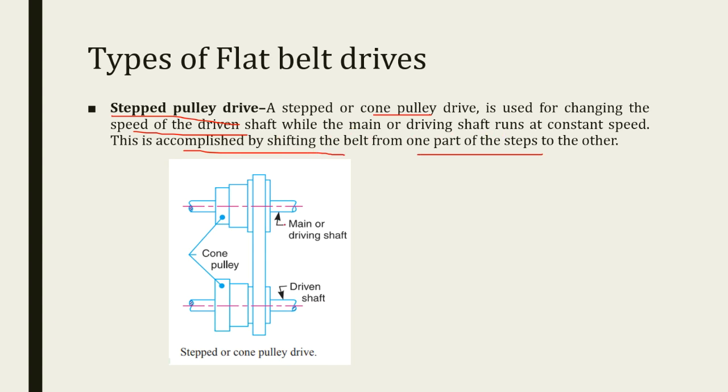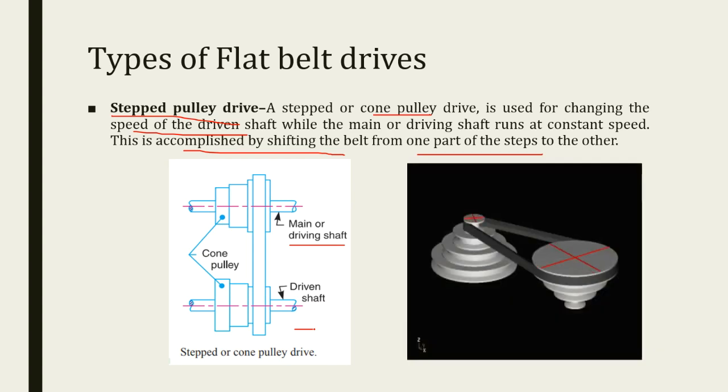Here this is the main or driving shaft which is connected to the motor. When the motor is rotating at a particular speed, say for example 500 rpm, but on the driven shaft you do not want 500 rpm, you want less than that, at that point of time you make use of a stepped pulley, shift the belt accordingly, and get the required speed.